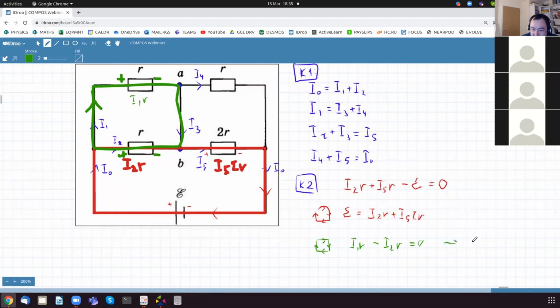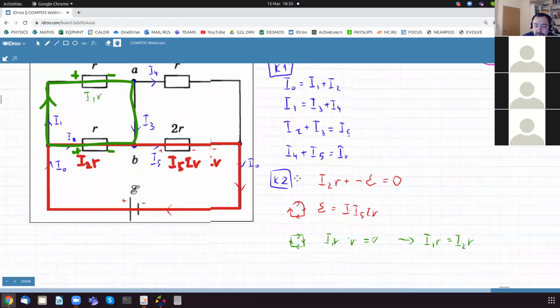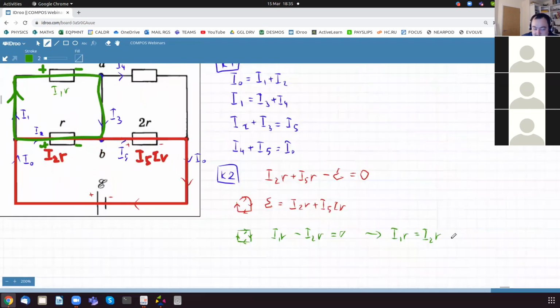So from here, I1R is equal to I2R because the voltages are the same, and therefore we can simplify that, and we see that I1 is equal to I2. So the currents are the same.